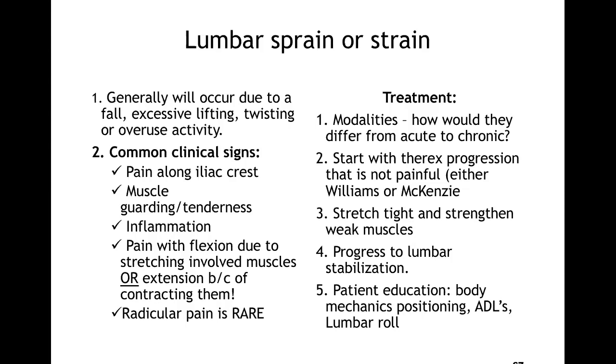You want to know the differentiation between using them in acute versus chronic. I'm pretty sure you're good with that. You know what not to use in the acute stages, and you know what we should use in the chronic stages. You want to obviously stretch anything that is tight and strengthen anything that is long and weak. You want to progress to lumbar stabilization exercises. Patient education should include everything that we mentioned before on patient education, so body mechanics, positioning while they're sleeping, positioning while they're performing their ADLs, using a lumbar roll when seated just to support the spine a little bit more.